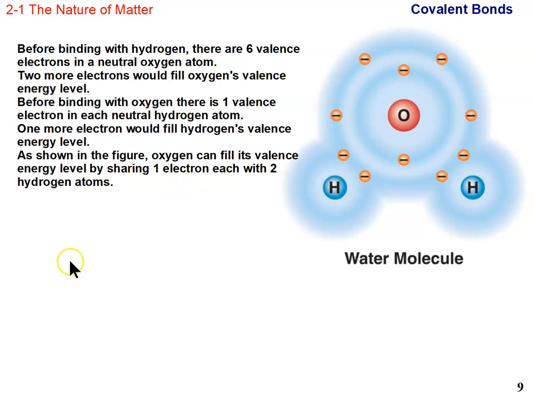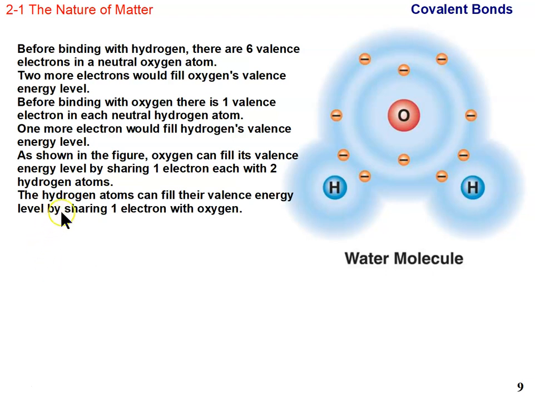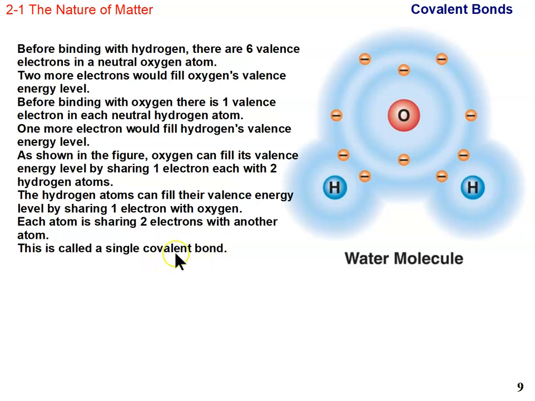Sharing. The hydrogen atoms can fill their valence energy level by sharing 1 electron with oxygen. Hydrogen wants 1 more electron to fill its first energy level, and it can do that by sharing an electron with oxygen. Each atom is sharing 2 electrons with another atom, and that's what we call a covalent bond.